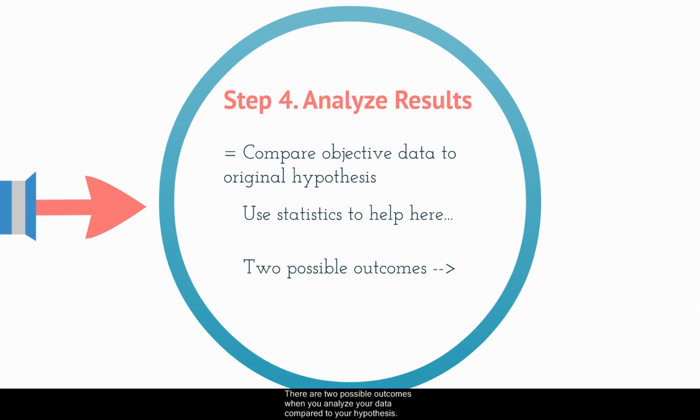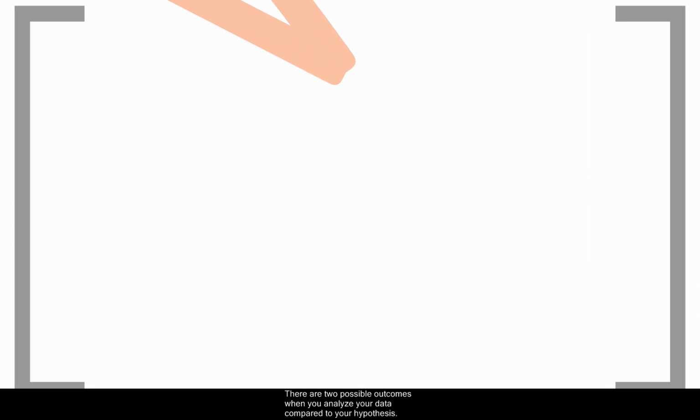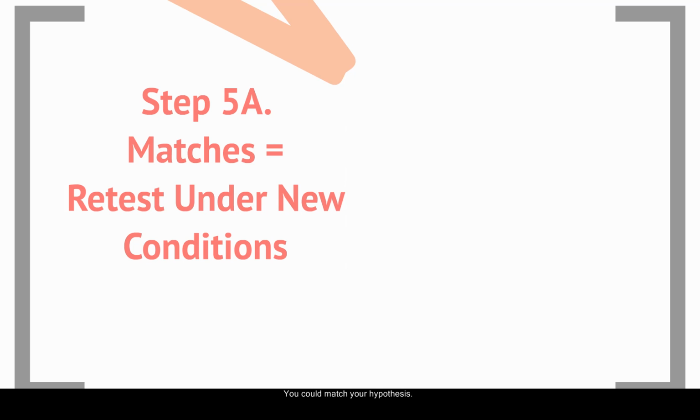There's two possible outcomes when you analyze your data compared to your hypothesis. You could match your hypothesis, and that doesn't mean you're done with the scientific method. It just means that you need to retest under new conditions. So you found out an answer that seems to be right for one particular situation, and now you need to try it under new ones. So maybe with the colds example we've been using, you found out something that works for college students, but maybe it's not the same for little kids or for elderly folks. So you would need to retest your hypothesis under new conditions and see if it still holds up.